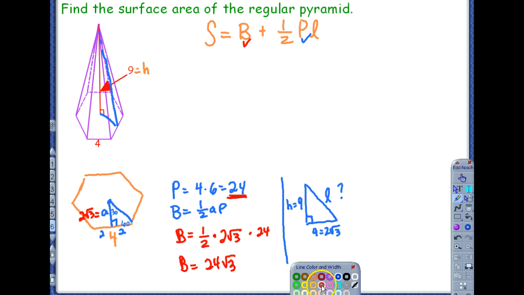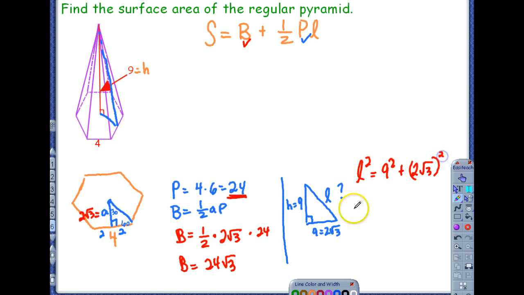So what are we going to use to find that slant height? The Pythagorean theorem. I'm finding the hypotenuse. So L squared is equal to 9 squared plus 2 radical 3 squared. And when I do that, I have to square the whole thing. Guys, make sure you're squaring each part. Don't leave it off. So 9 squared gives us 81, and 2 radical 3 squared is 4 times 3, which is 12. So 81 plus 12 gives us 93. That's not going to be as pretty, so we're going to leave it as radical 93 to be exact.